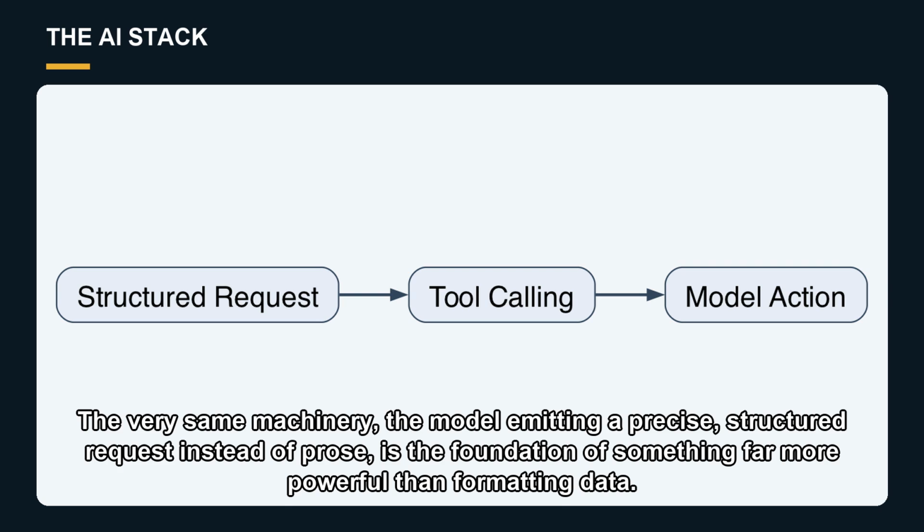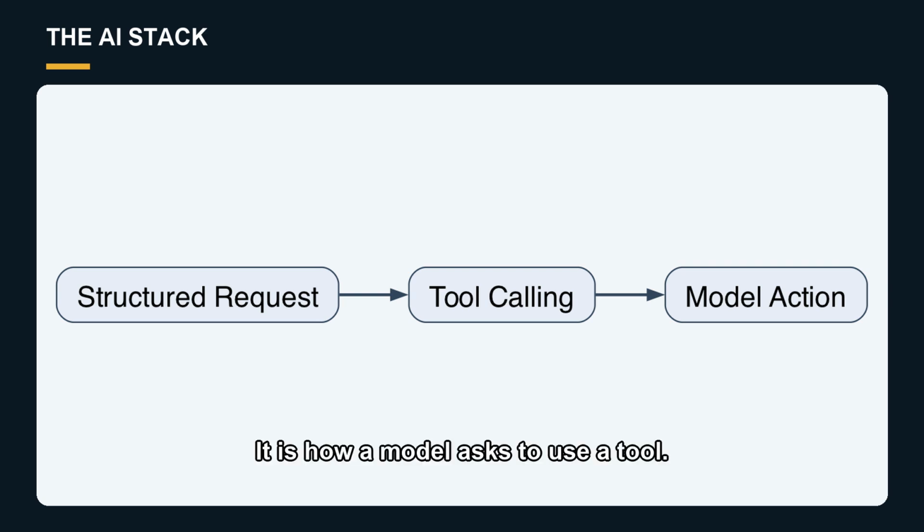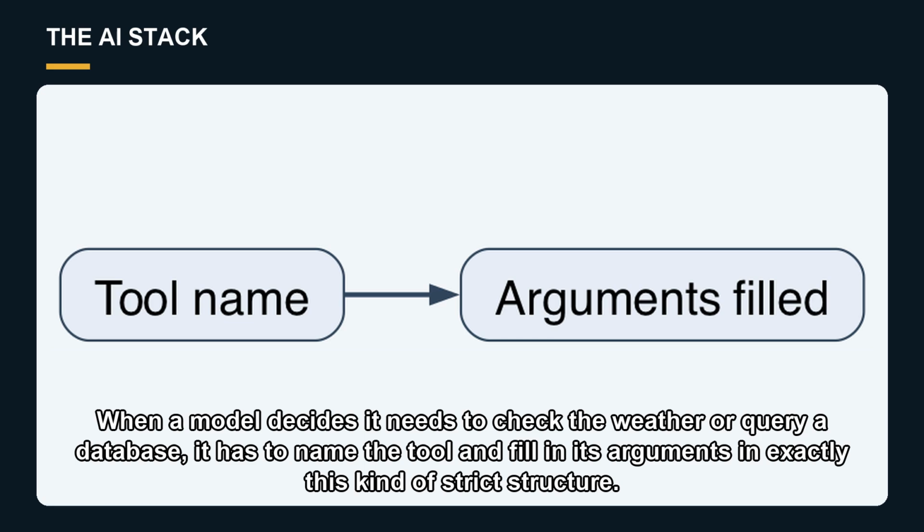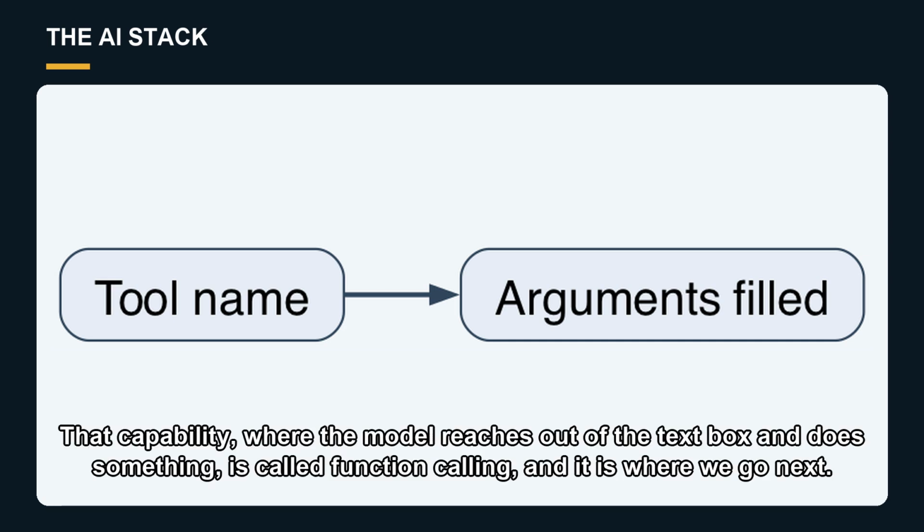The very same machinery, the model emitting a precise structured request instead of prose, is the foundation of something far more powerful than formatting data. It is how a model asks to use a tool. When a model decides it needs to check the weather or query a database, it has to name the tool and fill in its arguments in exactly this kind of strict structure. That capability, where the model reaches out of the text box and does something, is called function calling, and it is where we go next.